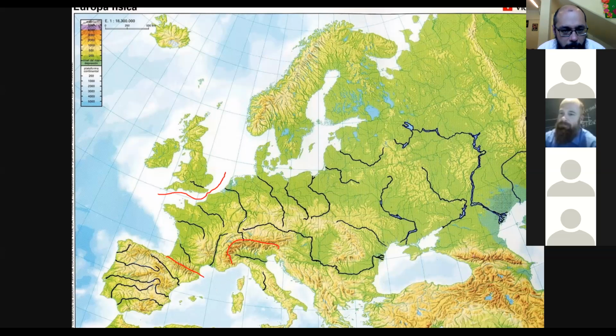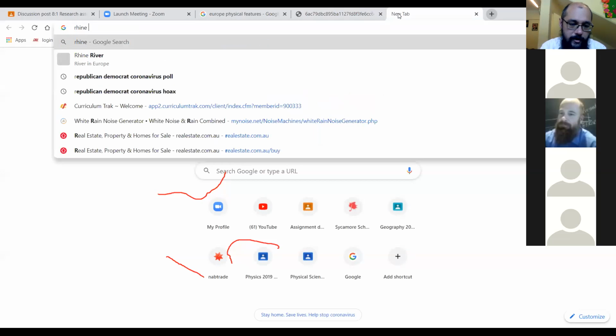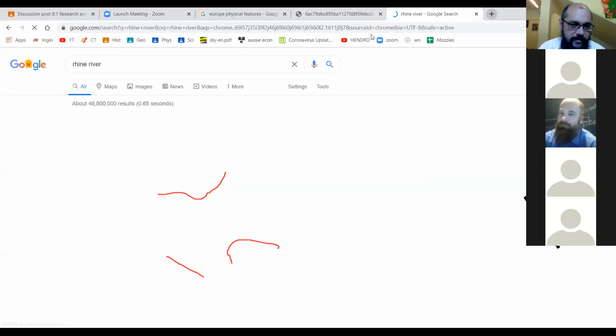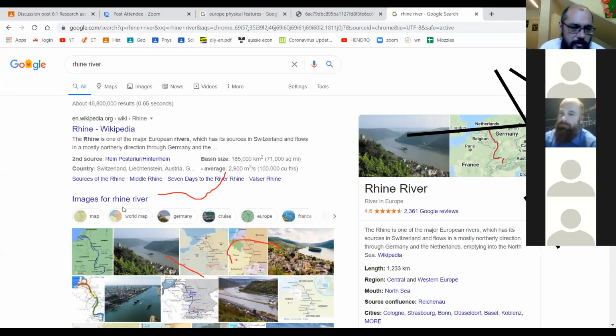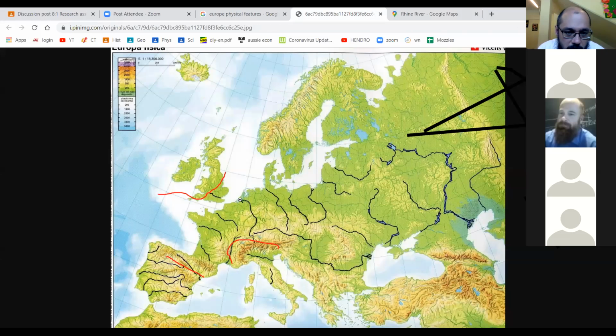Now, I think there's a river somewhere here called the Rhine. I can't figure out which one it is. Okay. The Rhine River. It goes from the Netherlands down through there. Okay, I know which one it is now. Let's get back to here. So it goes in the Netherlands and down here. So this is the Rhine River here.